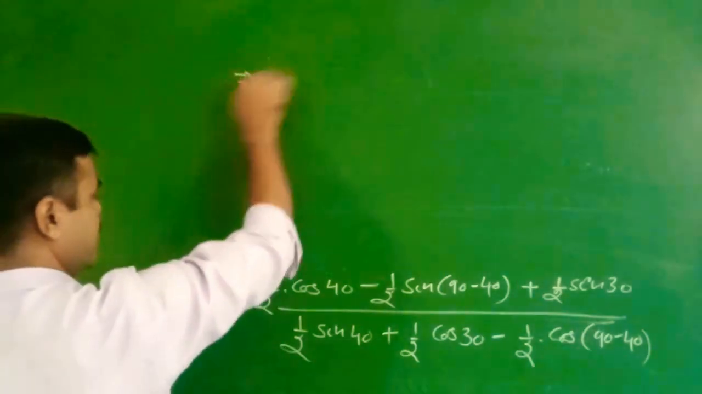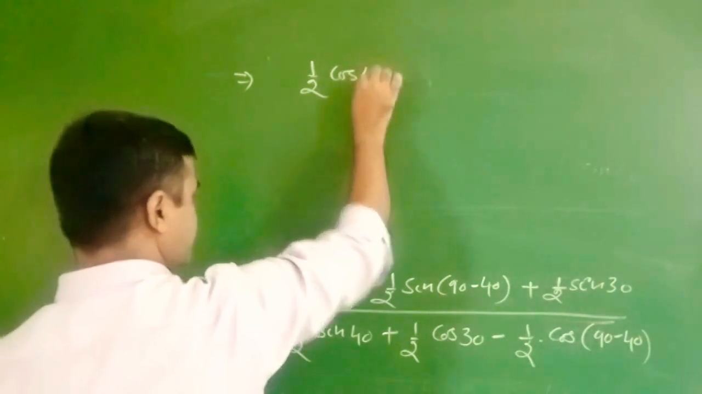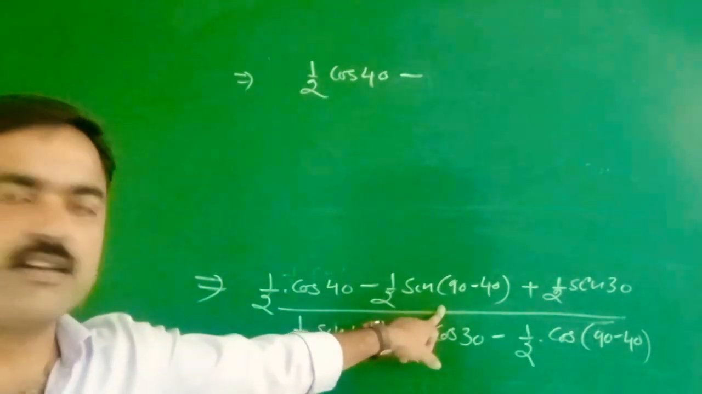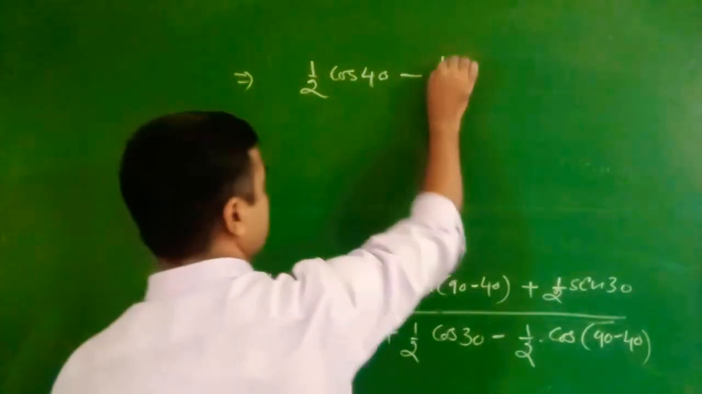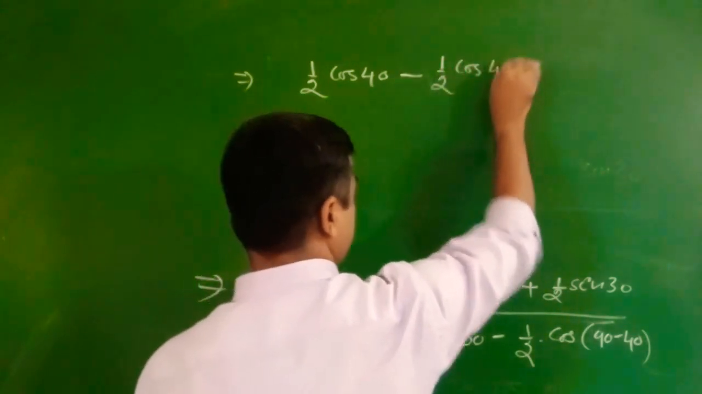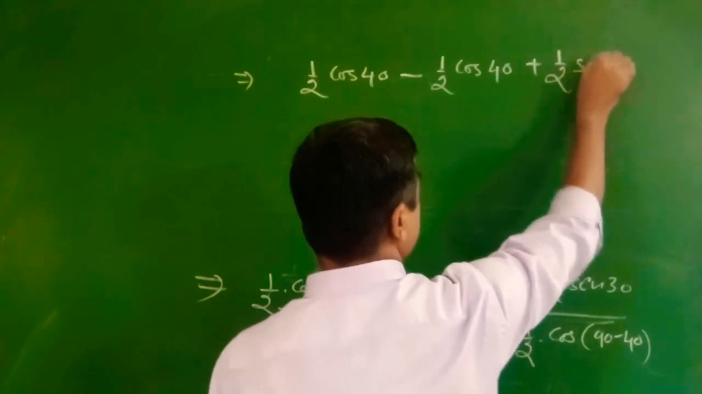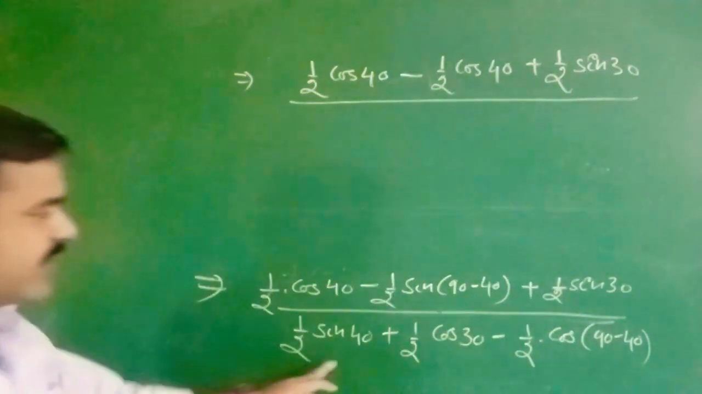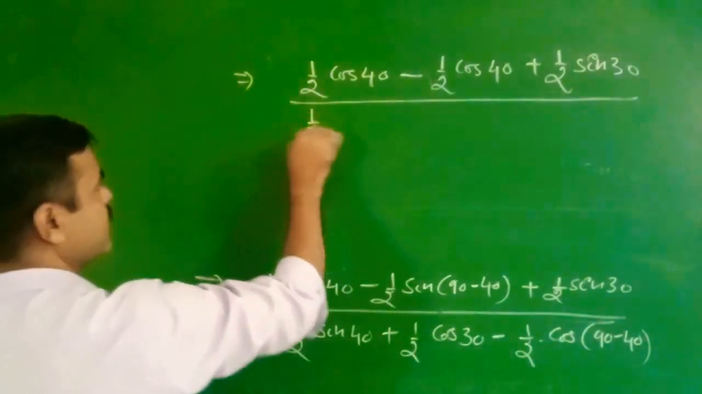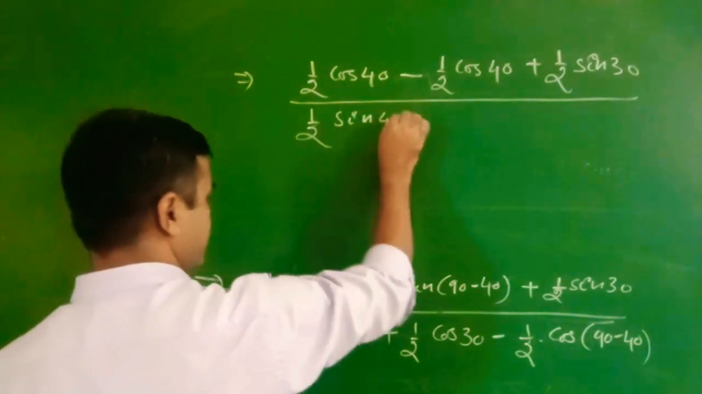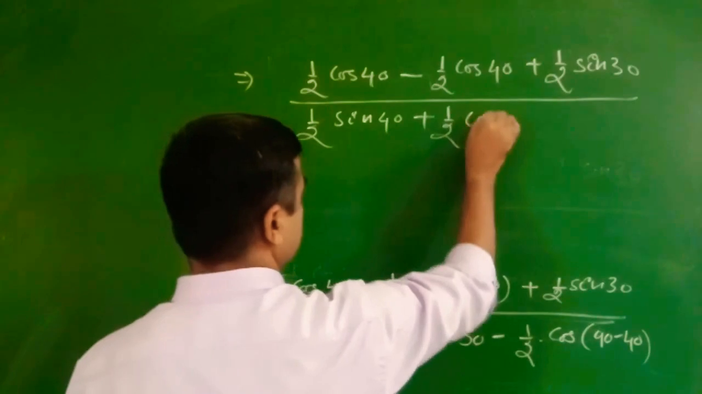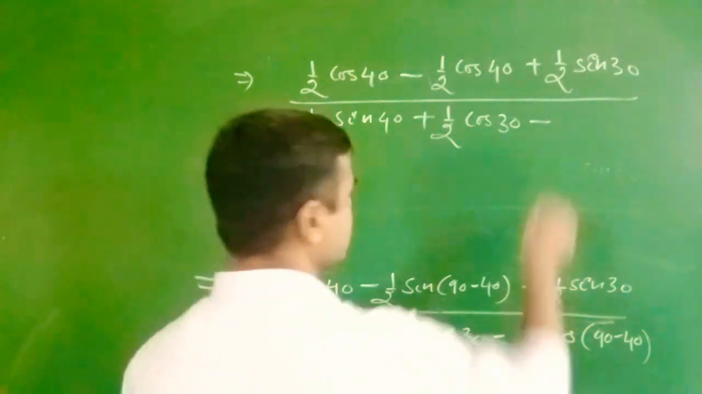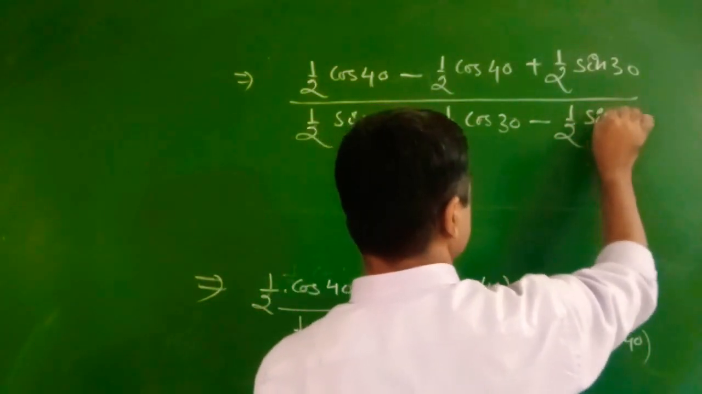Now this is equal to 1 by 2 cos 40 minus 1 by 2 sin of 90 minus theta, and sin of 90 minus theta equals cos theta. So this is equal to 1 by 2 cos 40 minus 1 by 2 cos 40, plus 1 by 2 sin 30, total divided by 1 by 2 sin 40 plus 1 by 2 cos 30 minus cos of 90 minus theta, which is sin theta. So this is equal to minus 1 by 2 sin 40.